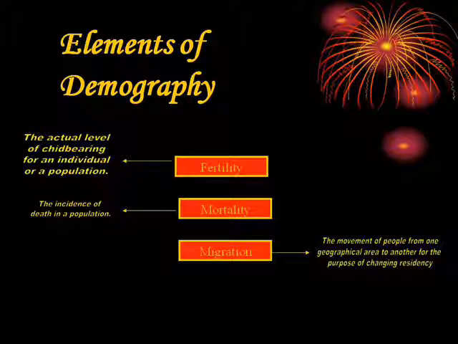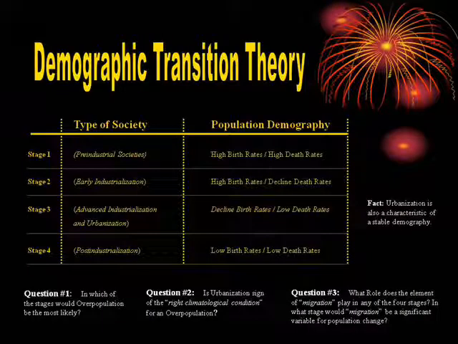Then we also have the demographic transition theory, and this is how the theory is composed using those three elements that I just mentioned. We have the type of society and we have population demography. The type of society, in terms of what stage of evolution. Are we talking about a pre-industrial society, an advanced industrialized society, or a post-industrialized society like the United States? Then we have population demography.